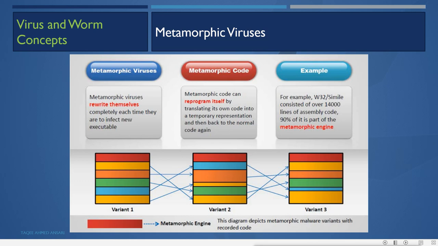Metamorphic viruses rewrite themselves completely each time they are to infect a new executable. This metamorphic code can reprogram itself by translating its own code into a temporary representation and then back to the normal code again. For example, W32/Simile consisted of over 40,000 lines of assembly code. 90% of it is a part of the metamorphic engine. So whenever it runs, it creates a new program. This program deciphers malware variants with recorded code.